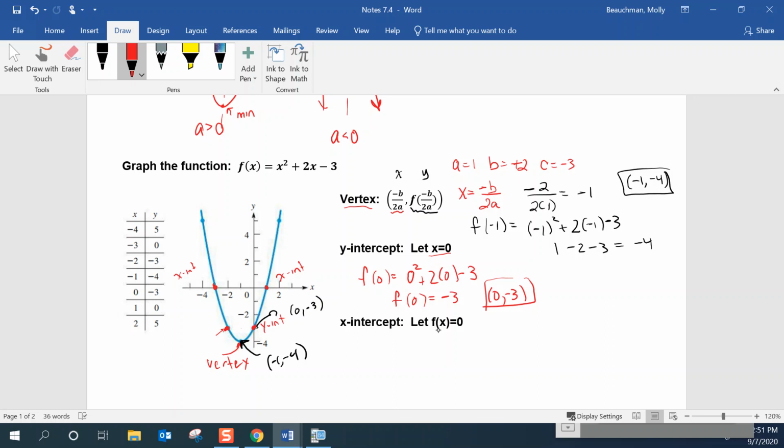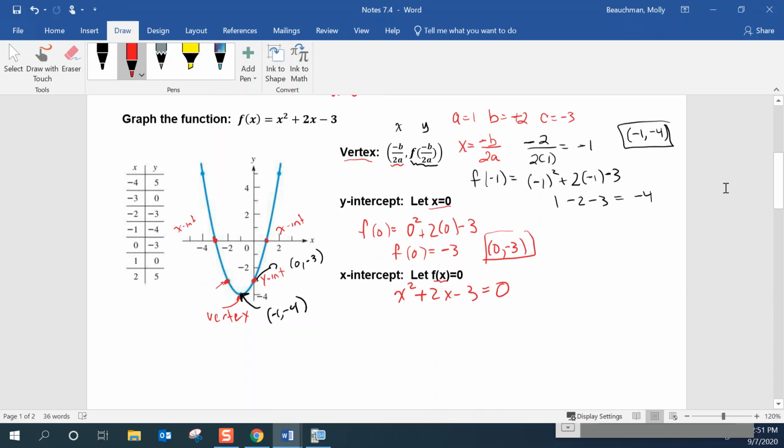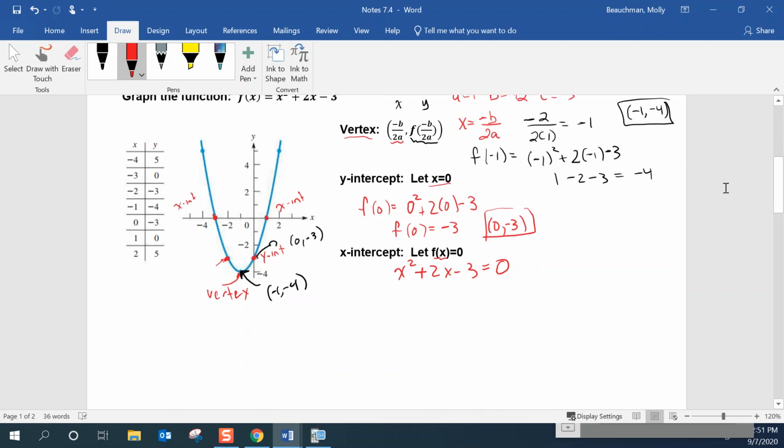X-intercept is you let f of x, y equals 0, and solve for x. So in this case, I would have x squared plus 2x minus 3 and set that equal to 0. So this should look really familiar because we just spent a couple of sections on how to solve quadratics. When you had a quadratic equation set equal to 0, what that represents on a graph is, if the quadratic function, it represents the x-intercepts. Okay? So this is factorable.